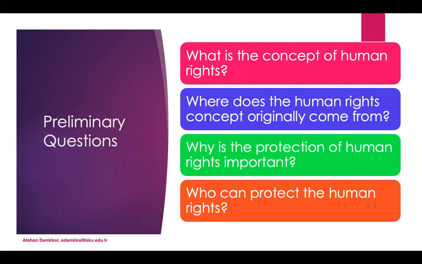And for the last question, I would like to ask maybe the main question: who can protect the human rights? Considering the first three questions, right now we know what human rights are. We know where they come from. We know why we have to protect human rights, and the main and essential question is how can we protect human rights? Who can protect human rights? Try to think about two mainstream theories of international relations, liberalism and realism.